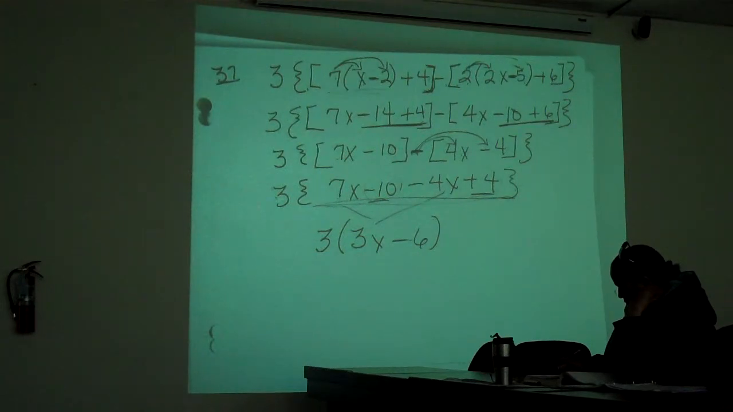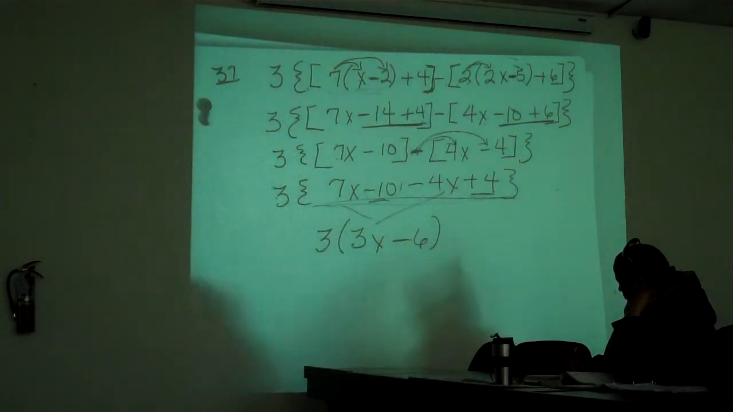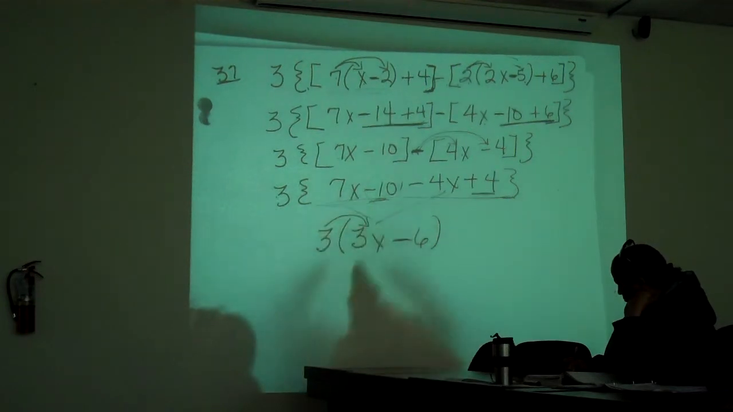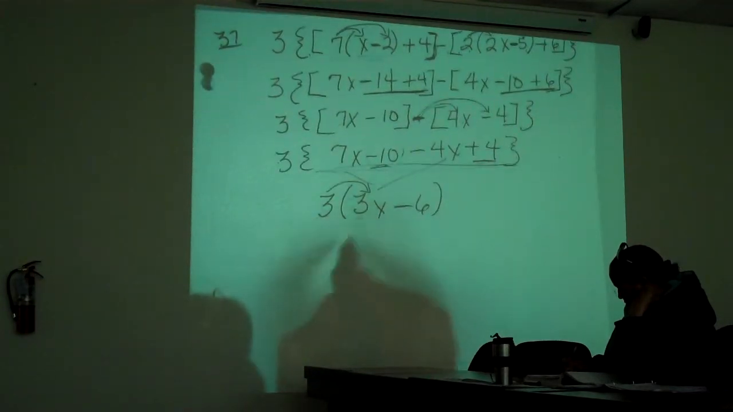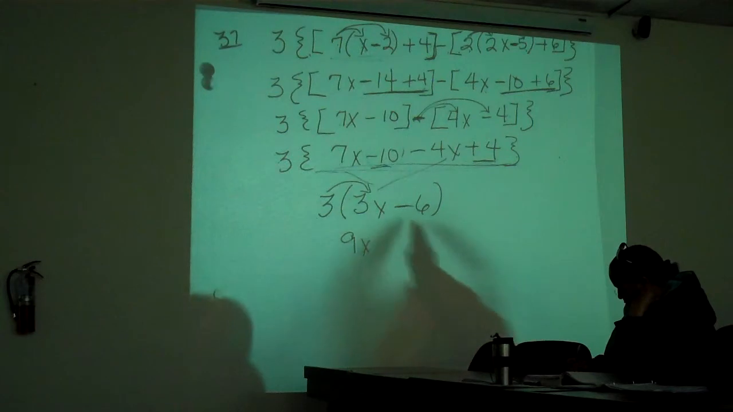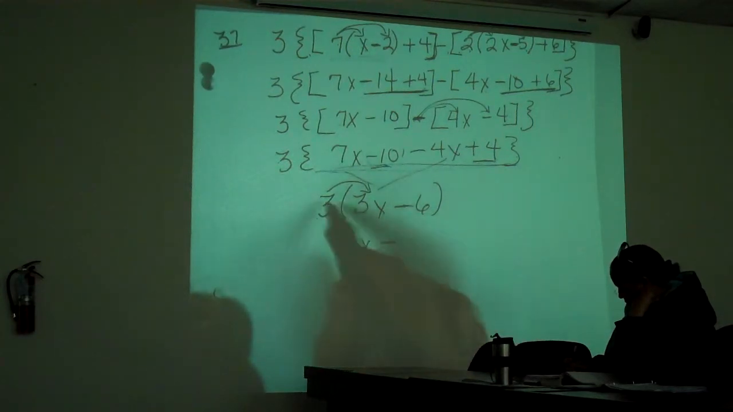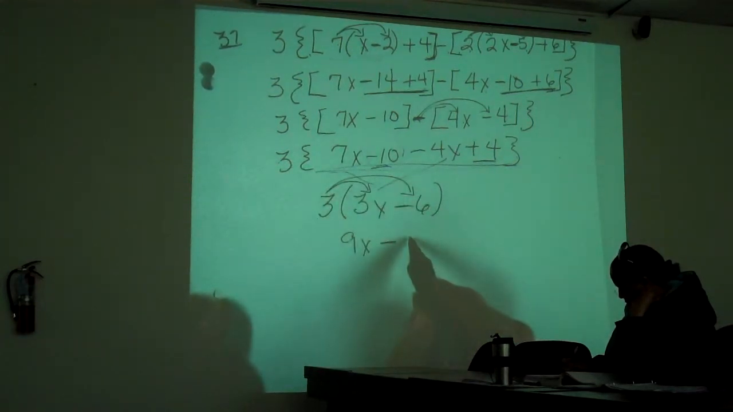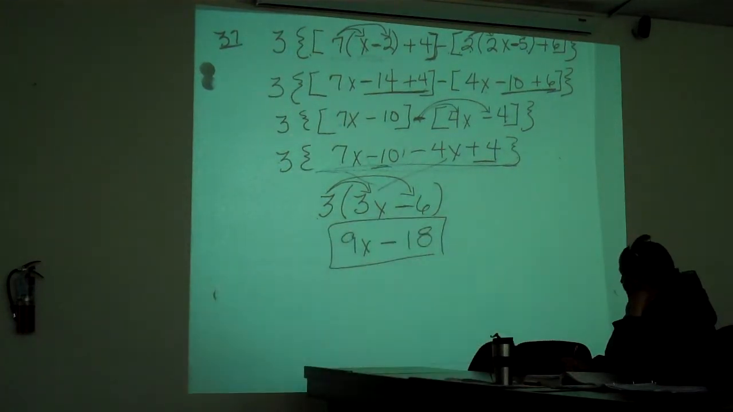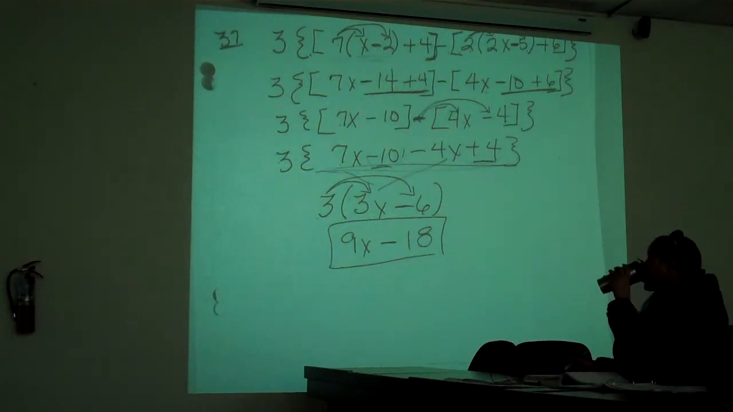Okay, now all we have to do is, which law is it called when you multiply through? Distributive law. This is the distributive law over subtraction. Okay, we're going to distribute the 3 through. 3 times 3x, 9x, minus 3 times 6, 18. And that's as simple as you can get. Don't combine the x and the number. That's a lot simpler than what we started with, right?